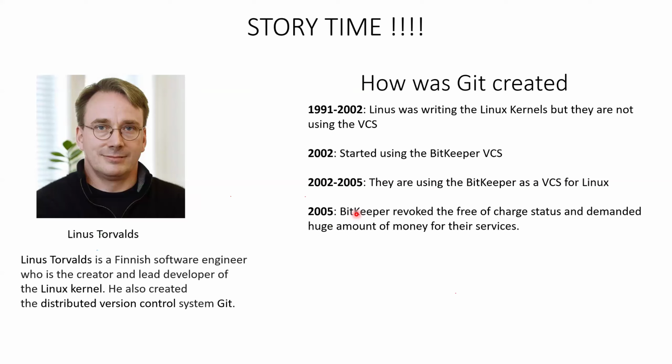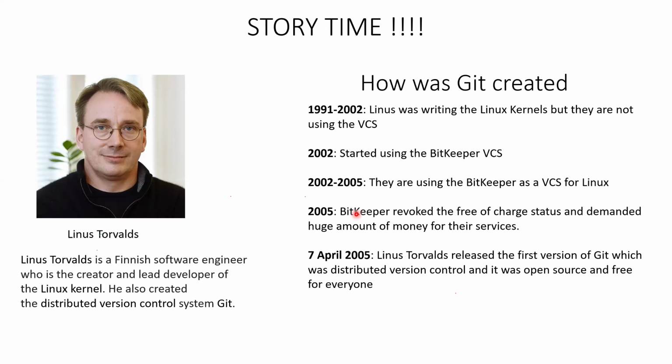If this guy wanted to monetize it, he could monetize a lot of things, and he might be even richer than Bill Gates himself. But he chose that whatever I'm developing is for mankind, and people can use it for free. So on 7th of April 2005, Linus Torvalds released the first version of Git, which was a distributed version control system, and it was open source and free for everyone.